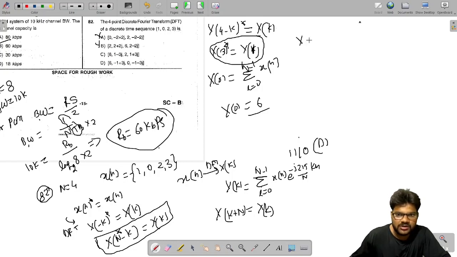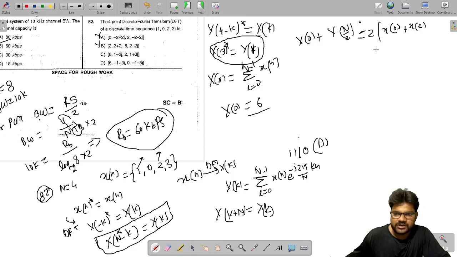Another condition you know: X of 0 plus X of N by 2 equals 2 times the even samples, that is, this is 0, 1, 2, 3. So the sum of the samples at n equals 0 and at n equals 2. So this is going to be x of 0 plus x of 2. So 2 times, what is x of 0 here? It is 1, and x of 2 is 2.